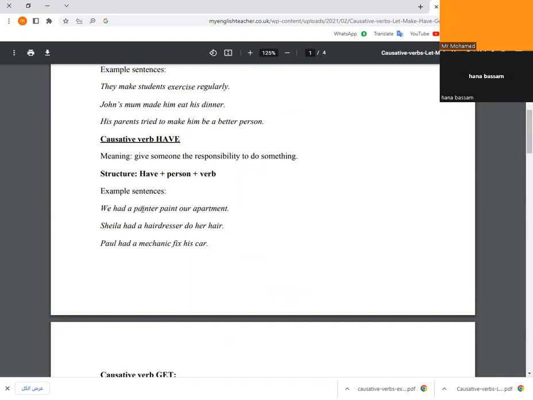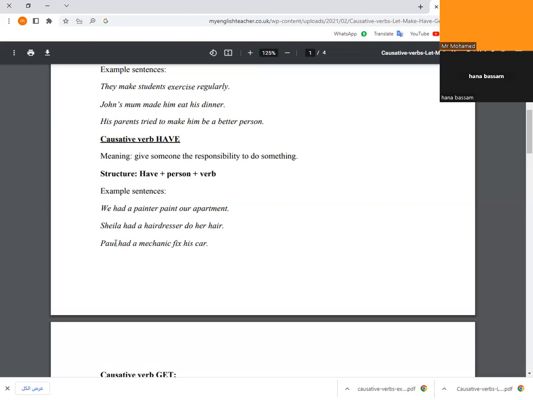Look here, we had a painter paint our apartment. So we start by subject we, and then had, the past form of have is had, and then the person who is responsible for doing something for us، الشخص اللي هو مسؤول عن إنه يعمل لنا الشيء ده، and then the main verb. Like, for example, Sheila had a hairdresser do her hair. عشان يعني ينسق لها الشعر مثلا. For example, Paul had a mechanic fix his car. So we use the main verb here.